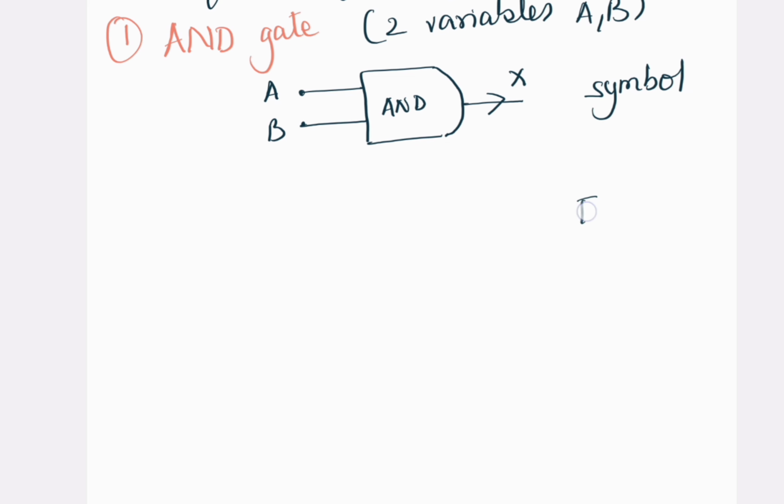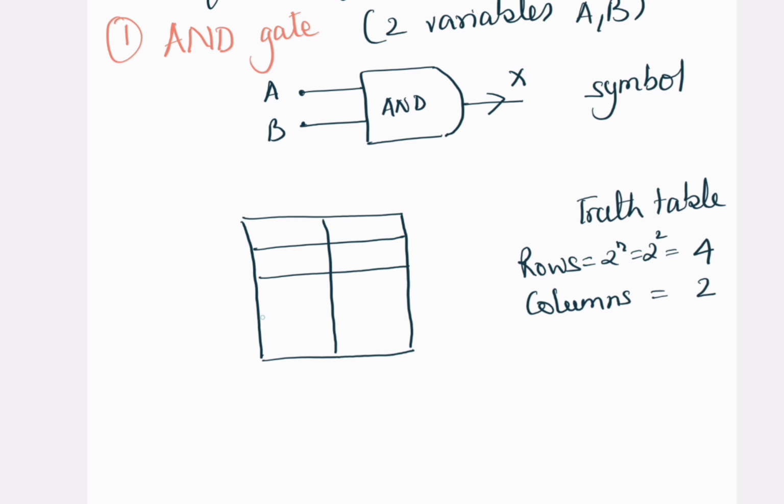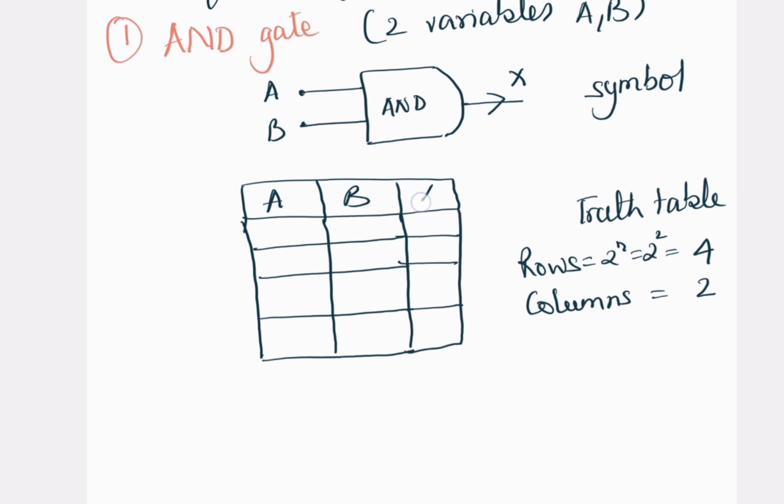Now this is the symbol. Let's make a truth table. Since we already have learned how many rows and columns there would be for 2 variables, we are very clear. Number of rows is equal to 2 to the power n. In this case, it's 2 to the power 2, that means 4. And columns, which is equal to the number of variables, remains 2. So now we have got this decided. One, 2, 3, and 4. We are going to add 1 extra column to see the output, and then 1 extra row to have the variables as input. A, B, and X is the output.